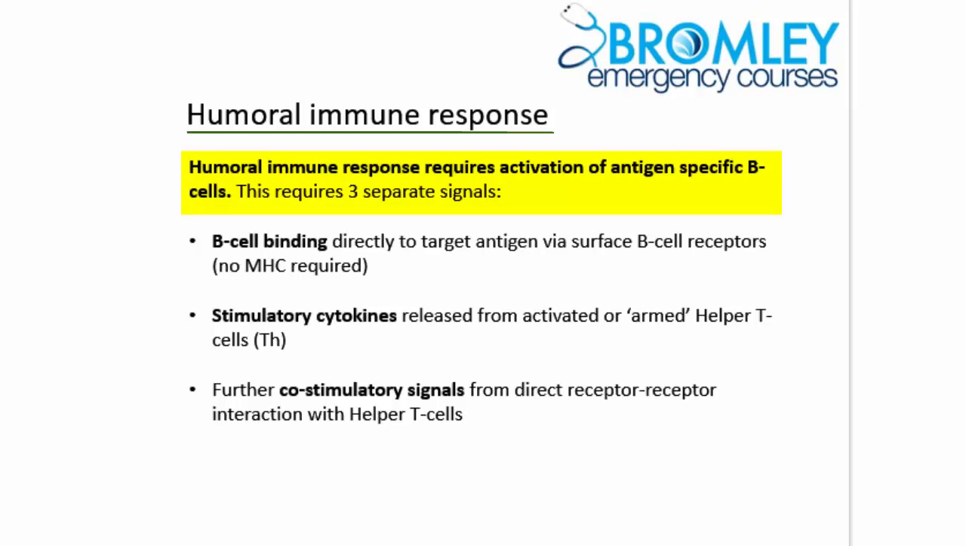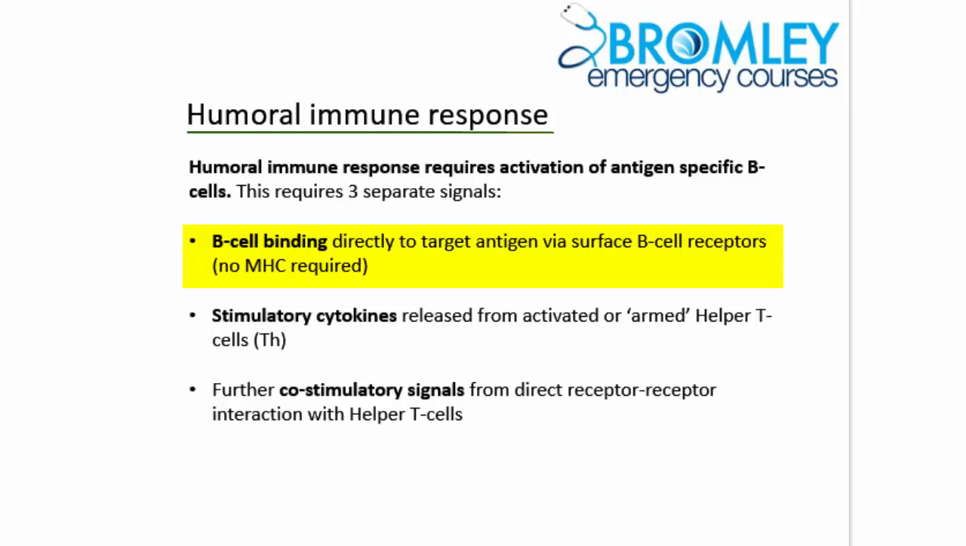And the first thing to realize is that initiation of a humoral immune response requires the activation of antigen-specific B cells. In general, this requires 3 separate signals. First of all, the B cell must bind directly to its target antigen via a surface B cell receptor. Be clear that no MHC proteins or molecules are required at this stage, and the B cell receptor binds directly to its target antigen, usually an antigen on the surface of an extracellular pathogen, perhaps a bacterium.